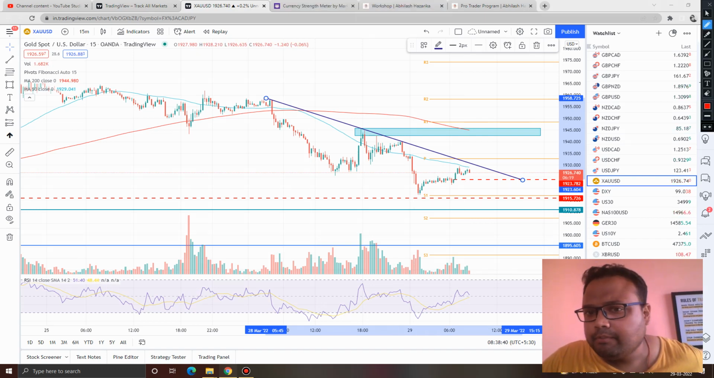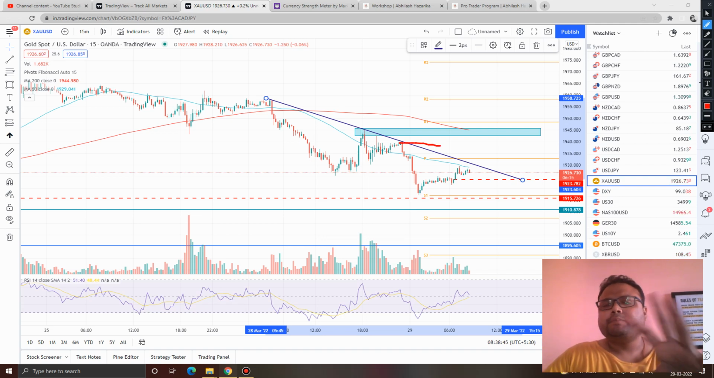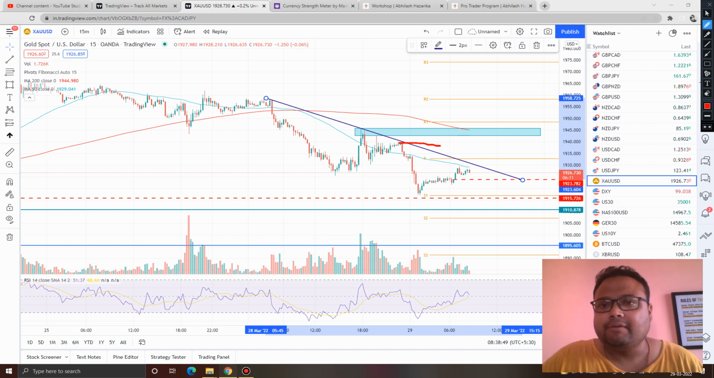So if gold goes up from here around 1940, you can expect selling pressure, and the strongest selling pressure I think for today will be around 1945 to 1950 level. If market reverses, if you see strong price rejection from above, you can go for sell, otherwise avoid. And whatever you do, follow proper risk management, because market is crazy.